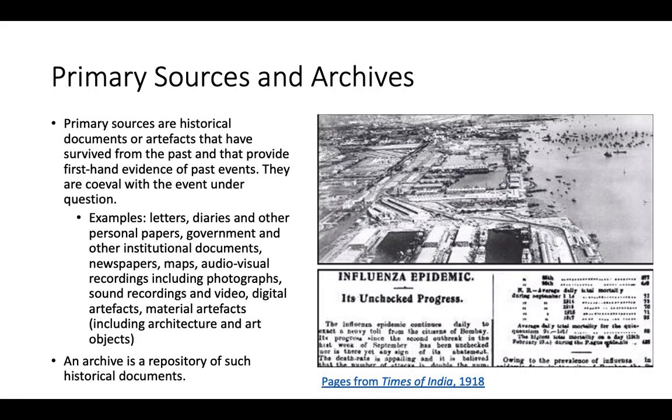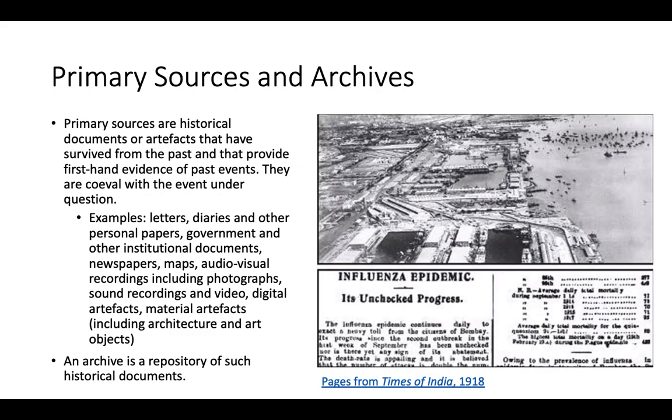They can include letters, diaries, and other personal papers, documents created by governments and other institutions, newspapers, maps. They can also be different media, including audiovisual recordings such as photographs or sound recordings or video. Increasingly now, they can include digital artifacts like news or tweet posts, and they can also include material artifacts ranging all the way to architecture. For historians, we're especially usually interested in text, but increasingly, as I'll talk about in a minute, the nature of our archives are changing, and digital artifacts are becoming increasingly important.